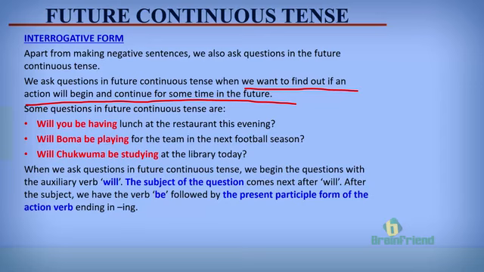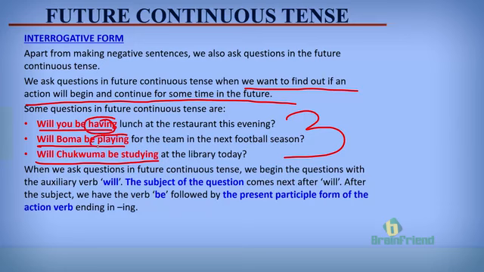For example, will you be having lunch at the restaurant this evening? Will Boma be playing for the team in the next football season? Will Chukuma be studying at the library today? These questions want to find out if these actions will begin and continue for some time in the future. Will you be having lunch? Will Boma be playing? Will Chukuma be studying? So that's how we ask questions in the future continuous tense.